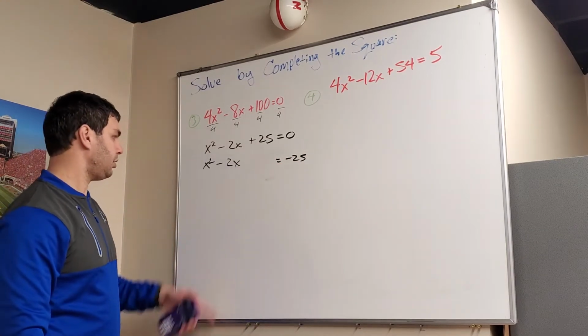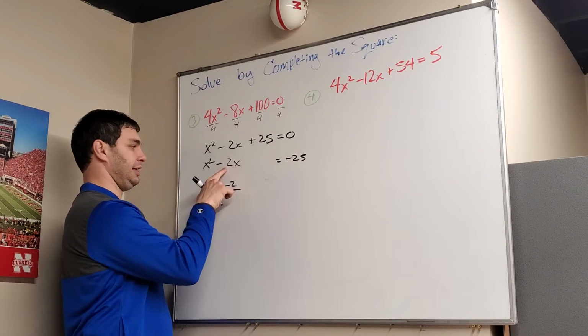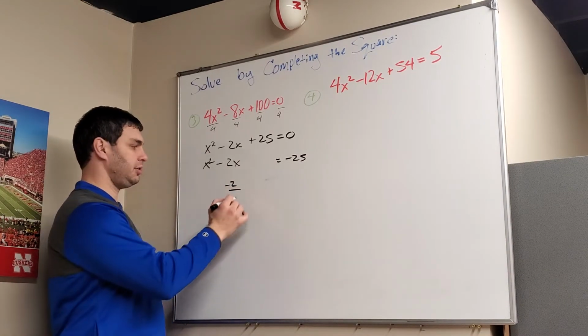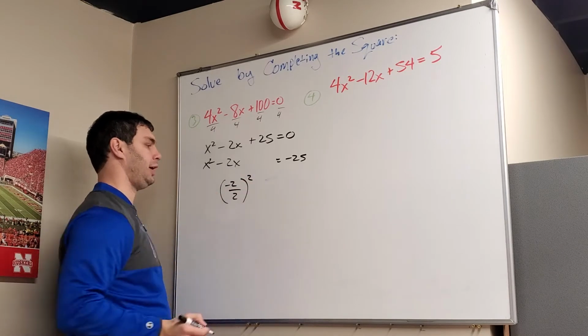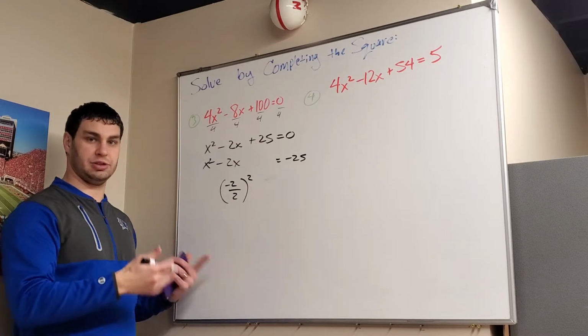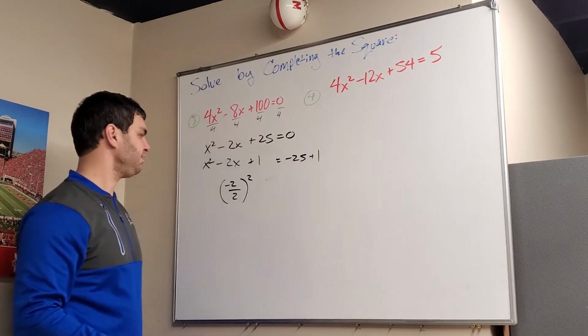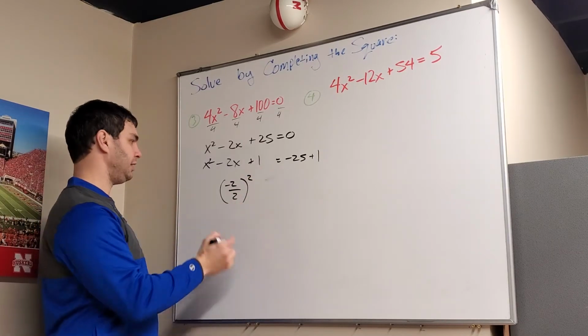All right. So that next part, like I mentioned, we need to take half of our b term. Right now, b term is negative 2. So divide it by 2 to get half and square it. Well, negative 2 divided by 2 is negative 1. Negative 1 squared is positive 1, adding 1 to both sides. Okay, it doesn't look too scary right now, but let's see what happens.